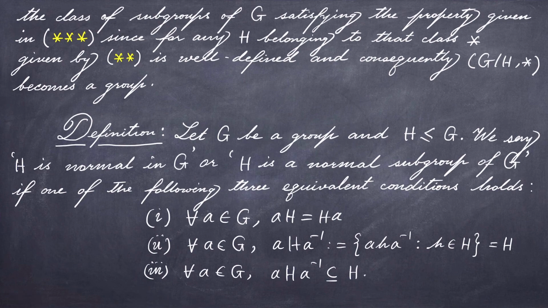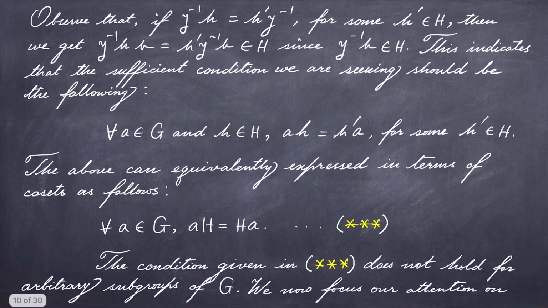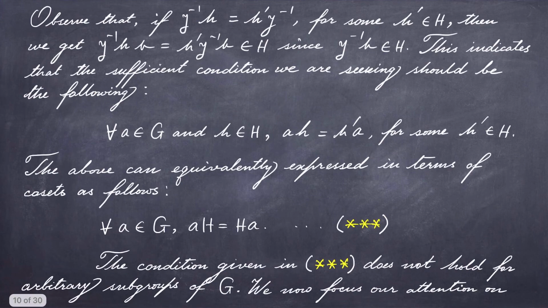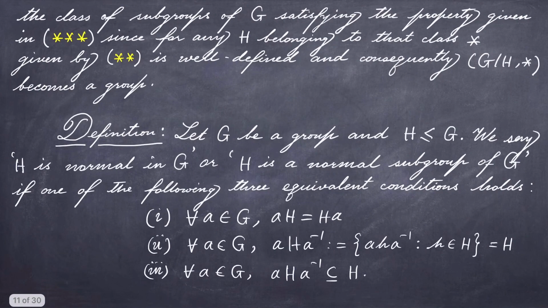Because for any H satisfying this, we get that the star defined here becomes a binary operation, and consequently this becomes a group.